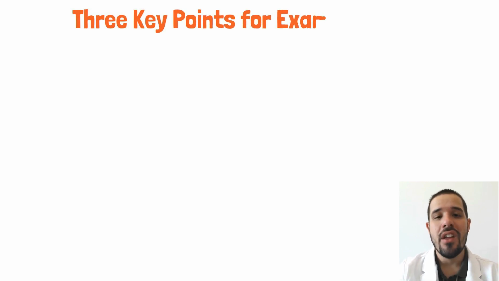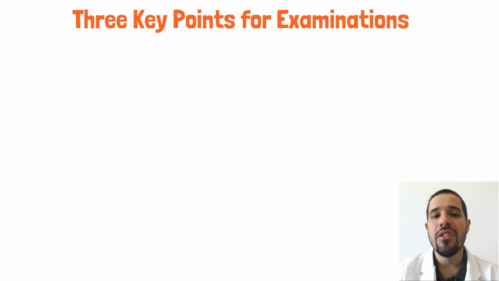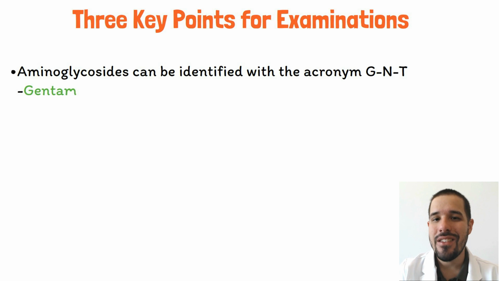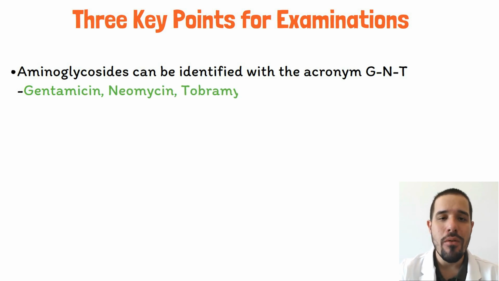Now that we've gone over the key components of aminoglycoside, we are going to re-emphasize 3 points as these are usually the three most tested upon key points. So I want you to underline and emphasize these 3 points. Number one, you identify your aminoglycosides with the acronym GNT, gentamicin, neomycin, and tobramycin.